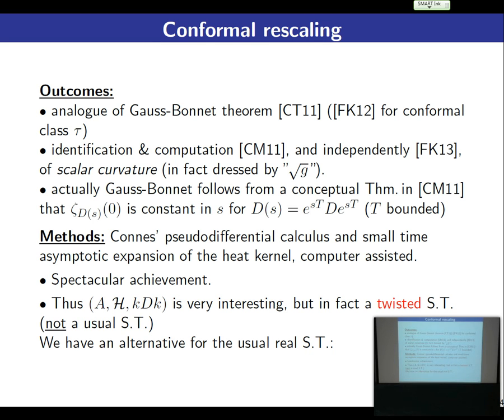Well, this computation was a spectacular achievement. And for that reason, I consider this triple to be very interesting. We can do some nice geometry and get some nice results like that. But it is a twisted spectral triple. If K is not an element of the algebra, K no longer commutes with, has no longer bounded commutators with, the elements of the algebra.